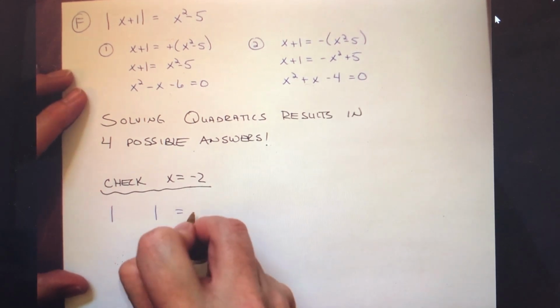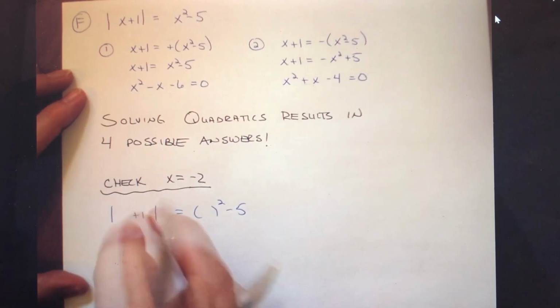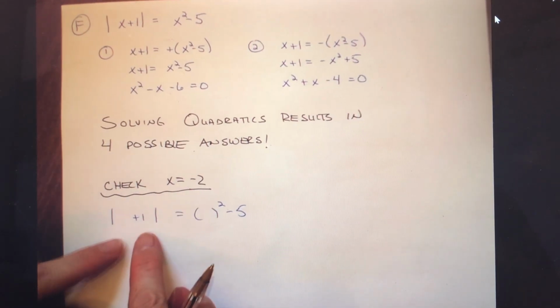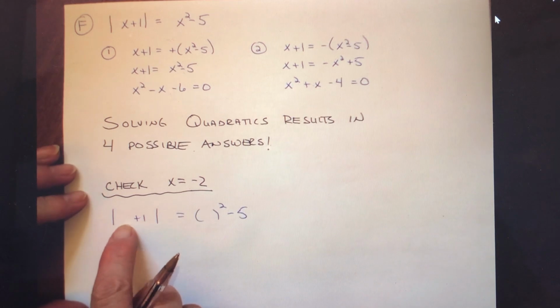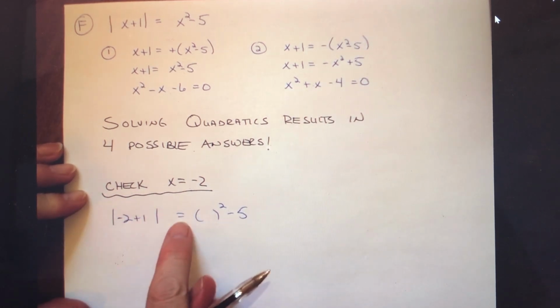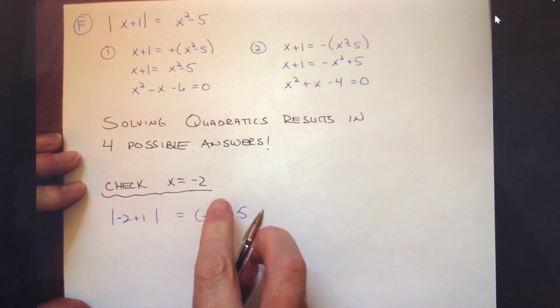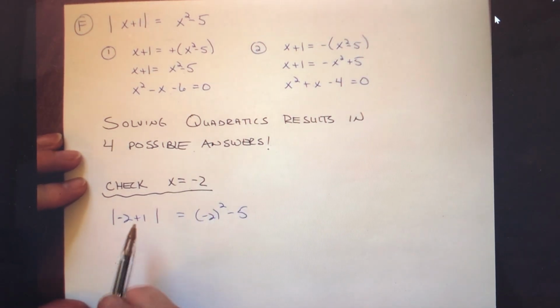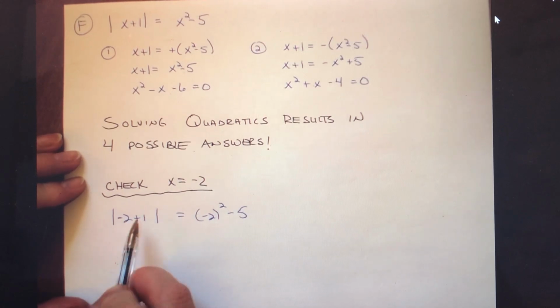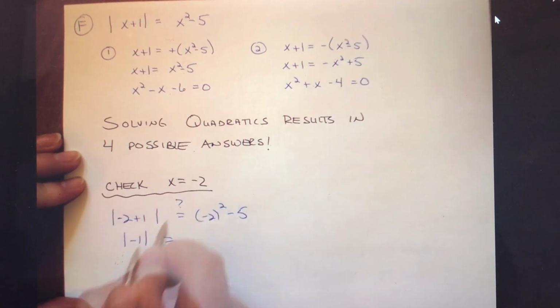So as I prepare to stick that -2 in, notice, I've left room. I need to put the -2 right there. It's because it's x plus 1, the absolute value of that. Does that equal -2 squared minus 5? So let's look at what happens. -2 plus 1, that is -1. A little question mark there.